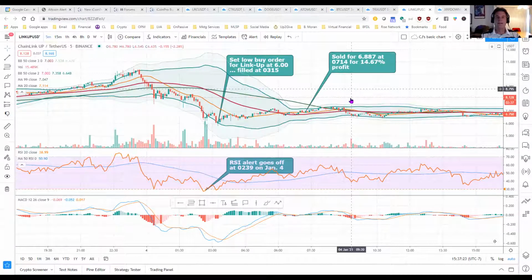I did a nearly identical trade in ADA, Cardano, a little bit less, about 11%. But I'm not going to go through that because it's nearly identical to this.